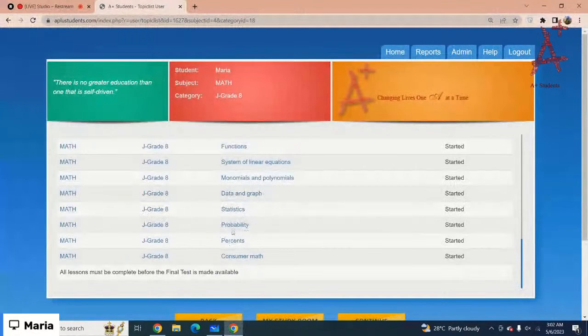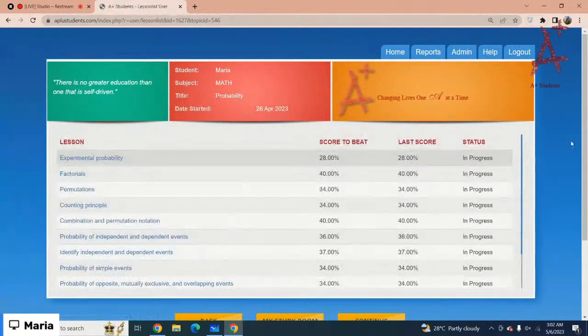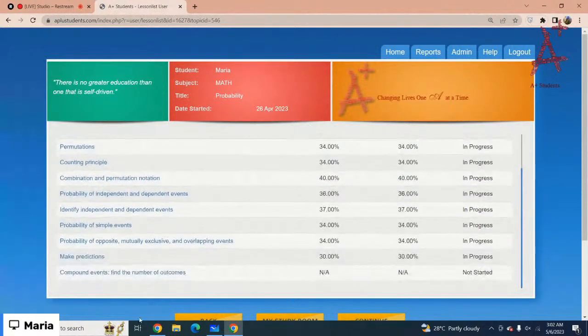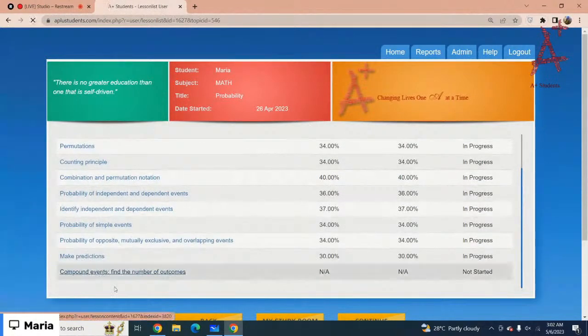Okay, here I'm on grade 8 maths. The chapter we're working on is probability. And here is the lesson we're going to start with, that is compound events, find the number of outcomes.